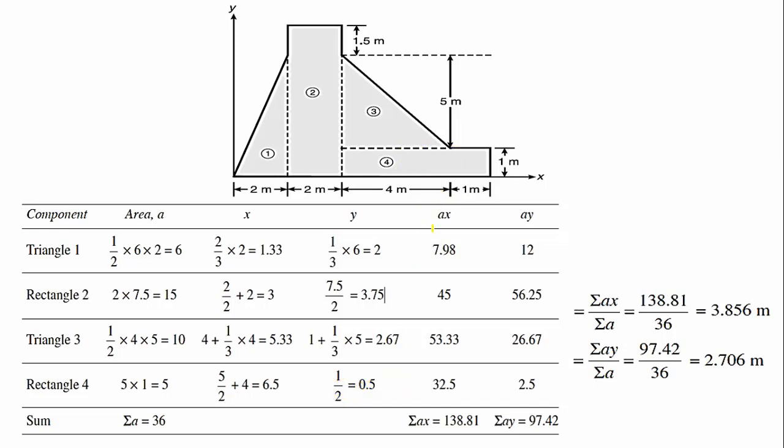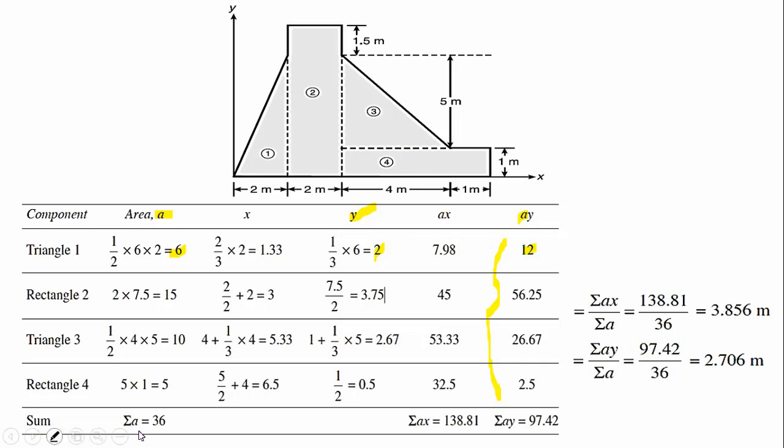Next column is ax. This is a, this is x. That is 6 multiplied by 1.33. You will get 7.98. Similarly, you have to calculate this whole column. Next is ay. This is a we have, this is y we have. If you multiply 6 by 2, you will get 12. Similarly, you have to calculate all of this.